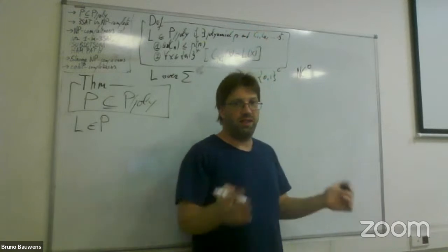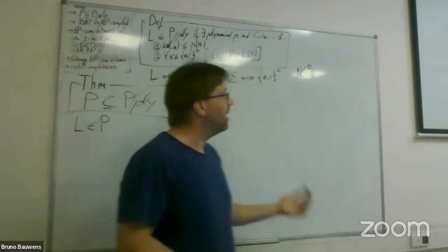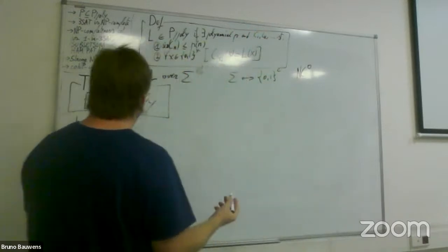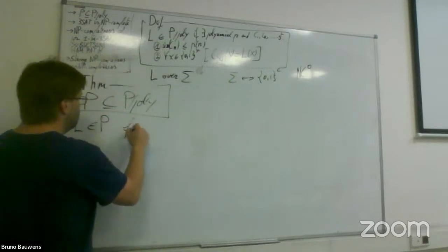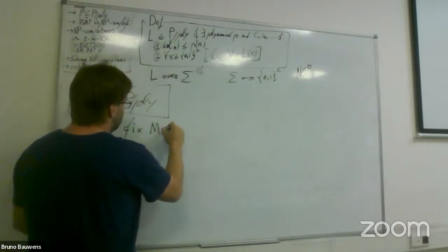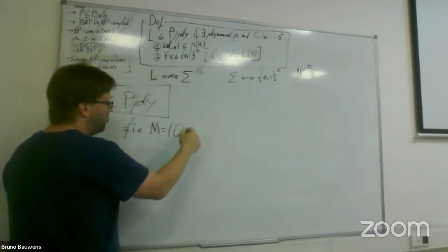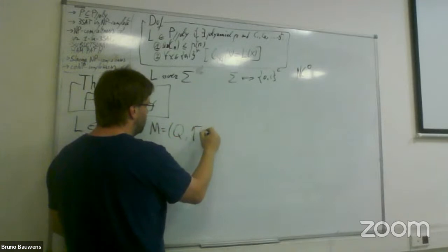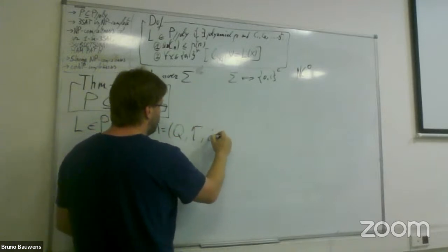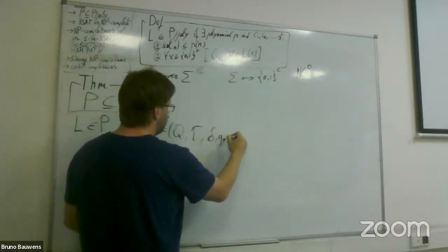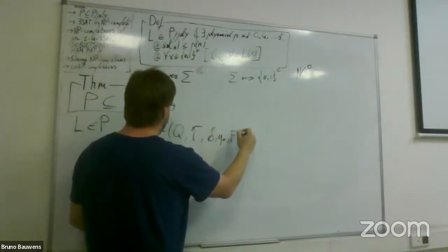Okay, let us go through the details, like how to encode the machine. So let's fix a machine M, and so there is a 5-tuple: a set of states, then let's use the binary alphabet, then there is a tape alphabet, a transition function delta, a start state, and some accept states.